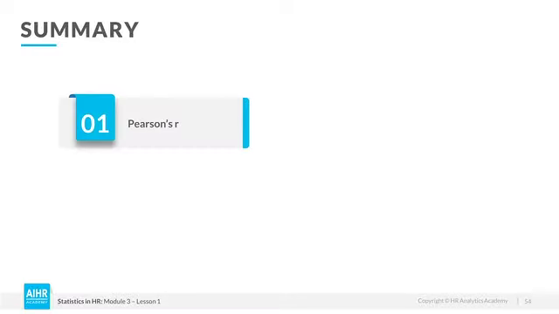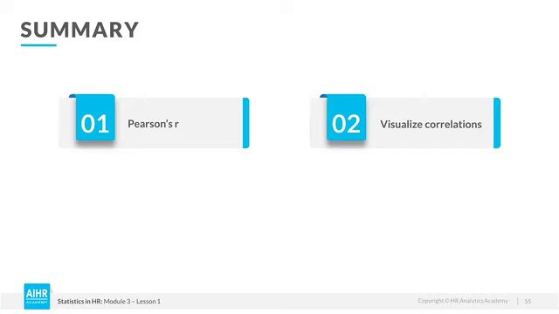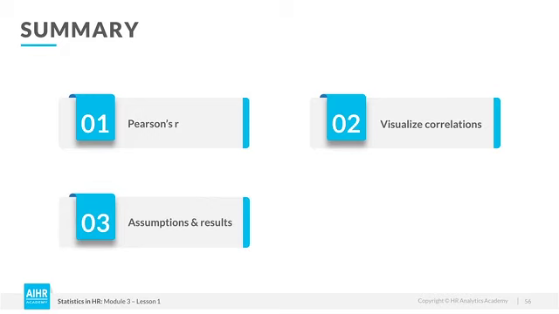In this lesson, you learned about Pearson's R and how you should interpret it. You learned how to visualize correlations through the use of scatter plots and best fit line. Next, you learned about the assumptions for a correlation analysis, and you saw an example of the output of a correlation analysis. Finally, you learned about Spearman's rho and when you should use it.